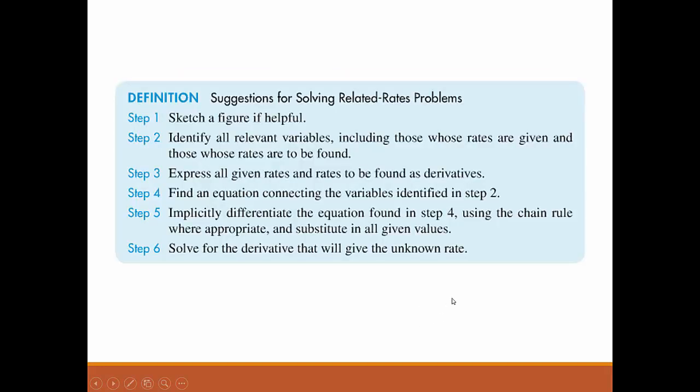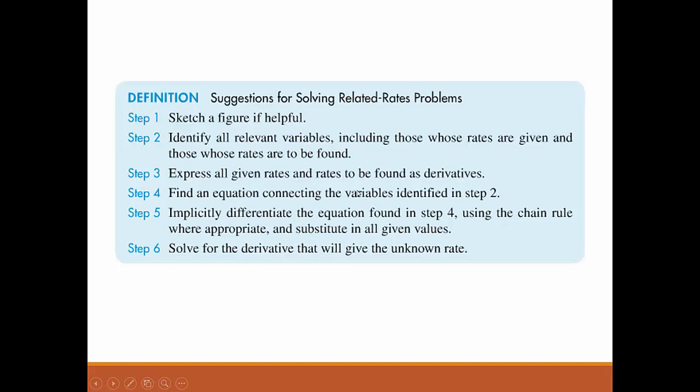How do you actually do these related rates problems? If it's something that sketching a figure will help, definitely do that. Find all the variables and the rates that are given and what we're actually looking for. Express all the rates, the given rates and the rates to be found, as derivatives with respect to time.